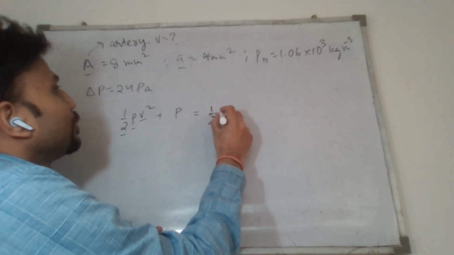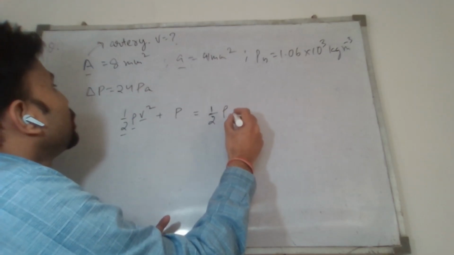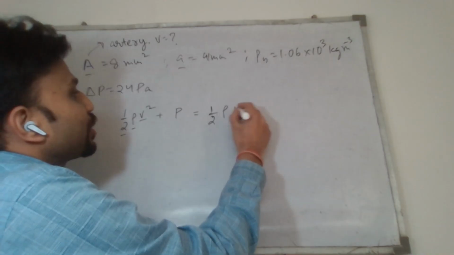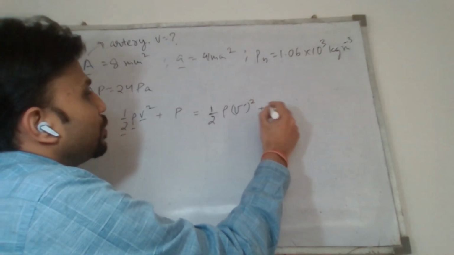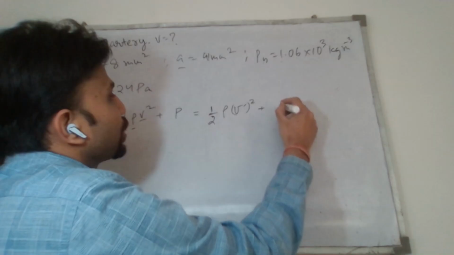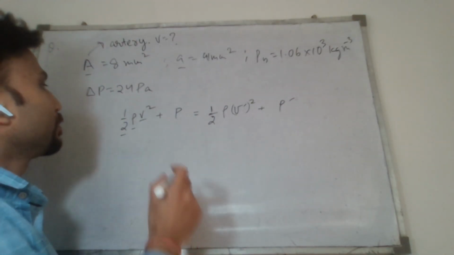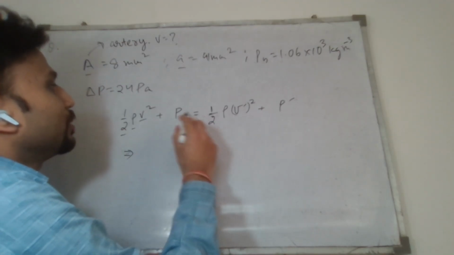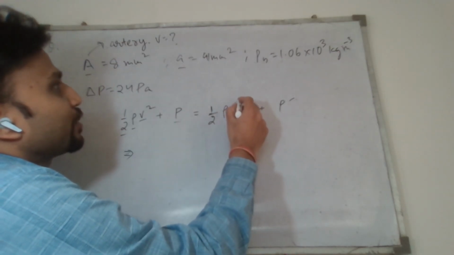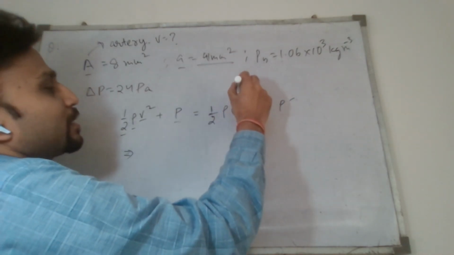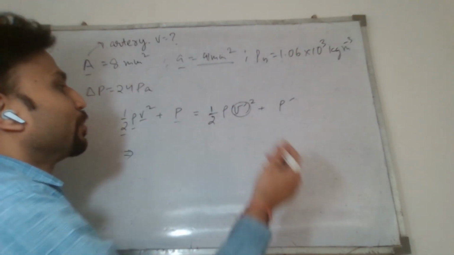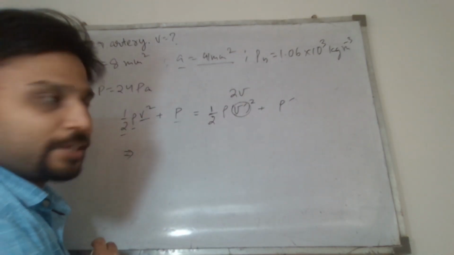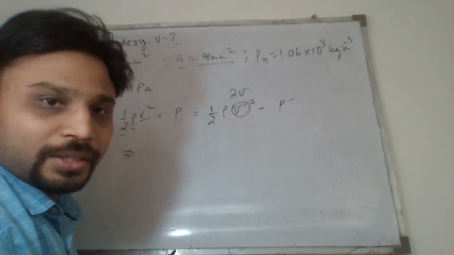half rho v dash square plus pressure p dash. This implies, now the velocity v dash, where the cross-section area is less, the velocity would be more. So this velocity would be two times as much as the velocity at R3. This is because the cross-section area has gone half.